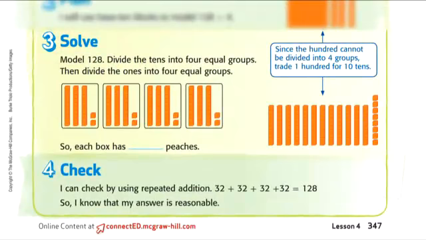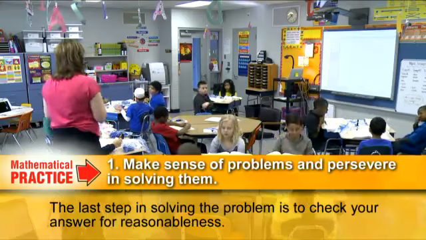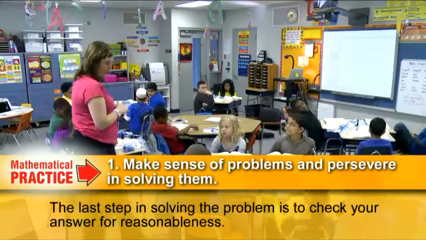So our check step says I can check by using repeated addition. 32 plus 32 plus 32 plus 32 equals 128. So I know the answer is reasonable. That means correct. Okay?